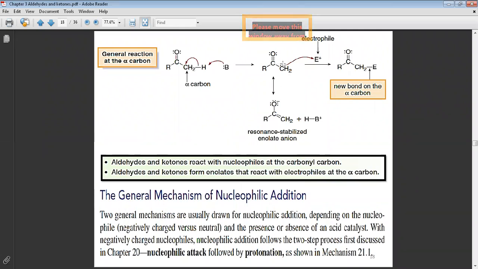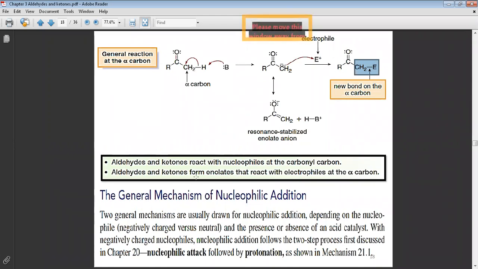This enolate nucleophile can react with any electrophile to give you substitution on the alpha carbon. Why substitution? Because we remove hydrogen, and the total result of this reaction is removing hydrogen and putting in a new group. That means this reaction is not addition, it is substitution.